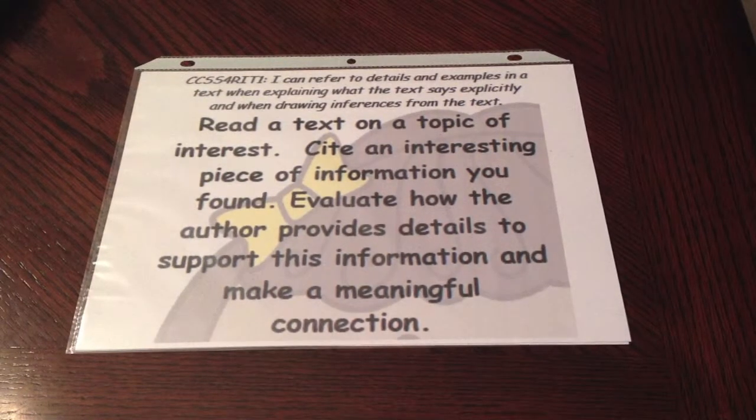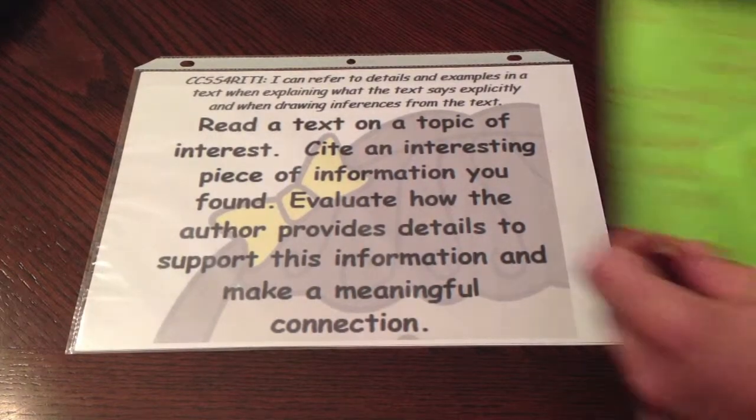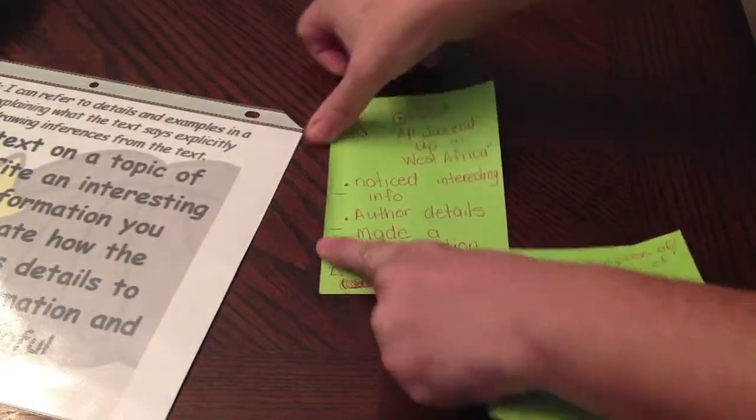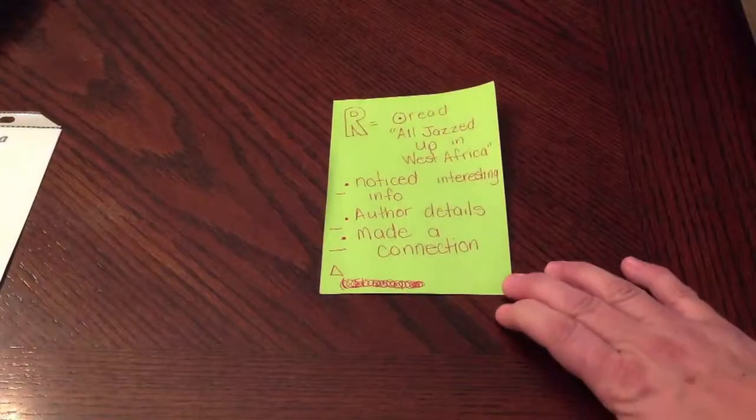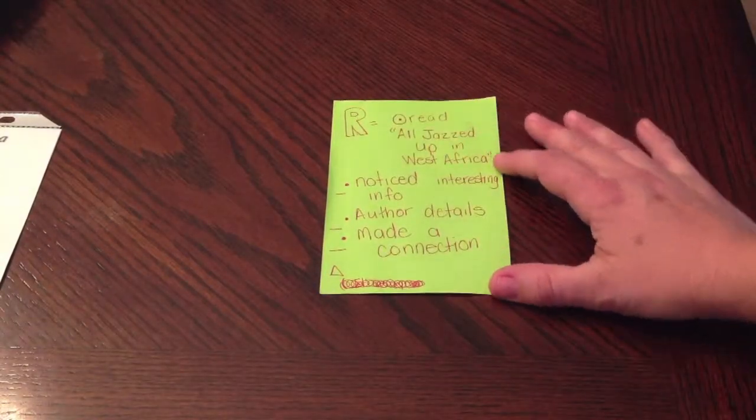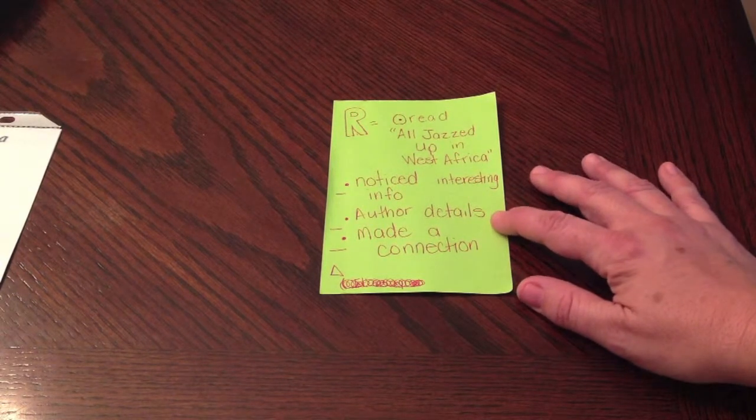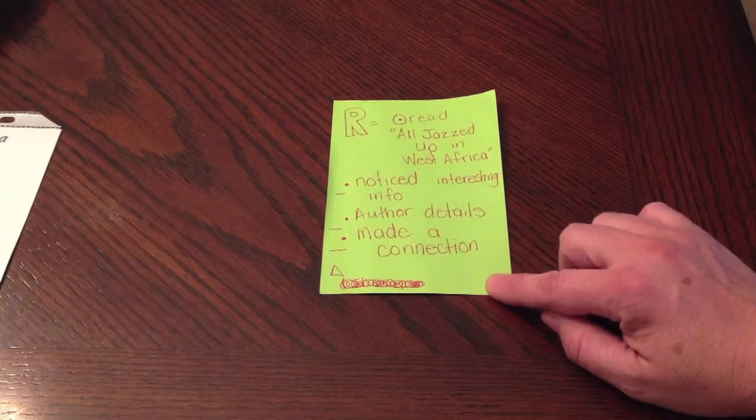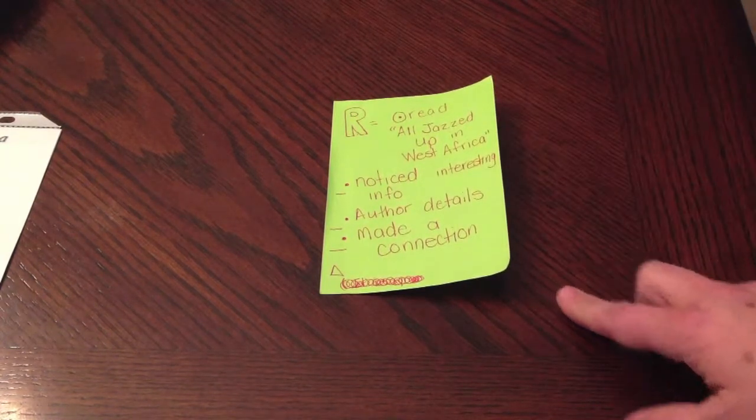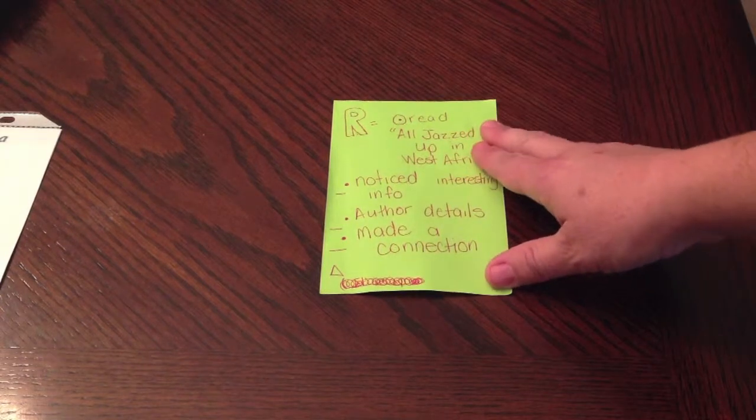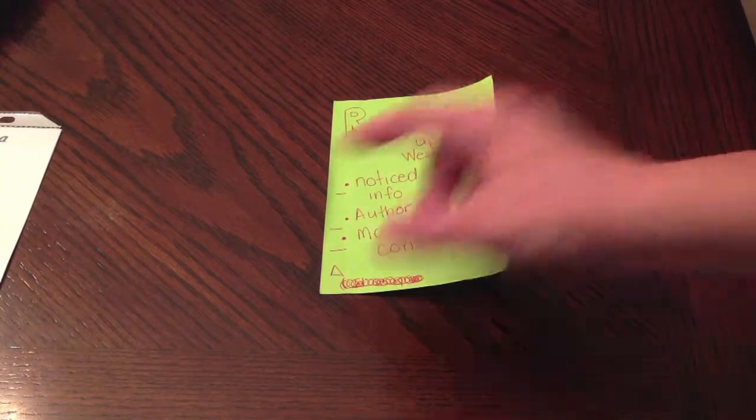So thinking about that RACE response, really what you're going to do is go back to the prompt. In this case, you're not necessarily answering a question, but you are answering the prompt. And so I think about my R from that particular article. Well, I read Jazzed Up in West Africa, noticed some interesting information. The author had a lot of great details, and I made a connection. I'll wrap it up. This right here is just like my introduction because I'm going to tell you what I'm reading and some things about it and how I'm responding to the prompt.